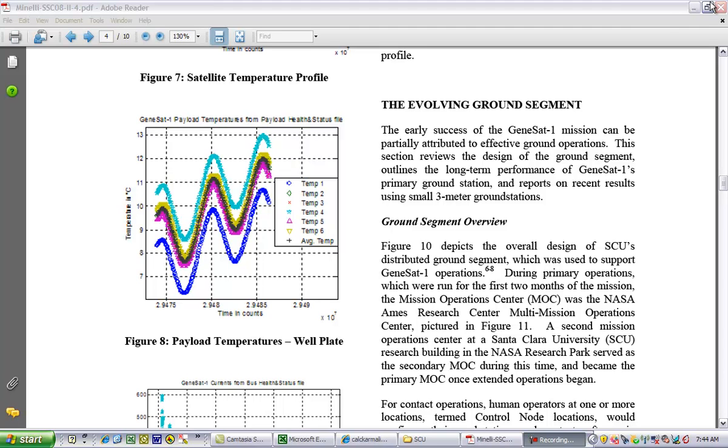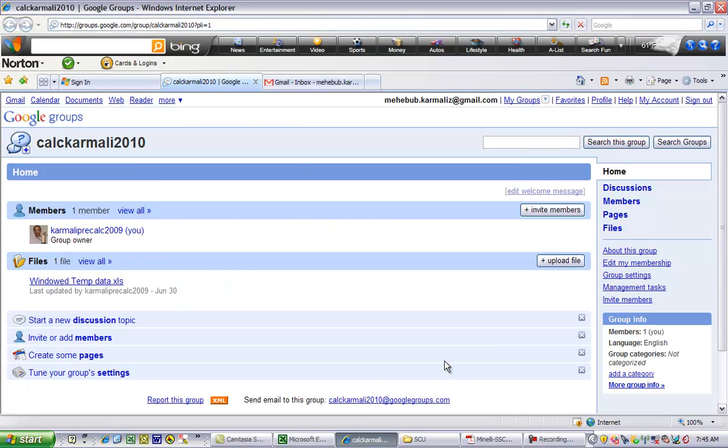But this really got me very excited. So we're going to be looking at data that Santa Clara has generated. And what I've done is I've taken a file that Professor Kitts gave me, or actually one of his students gave me, and I extracted some data and I've put it under our Google Groups.